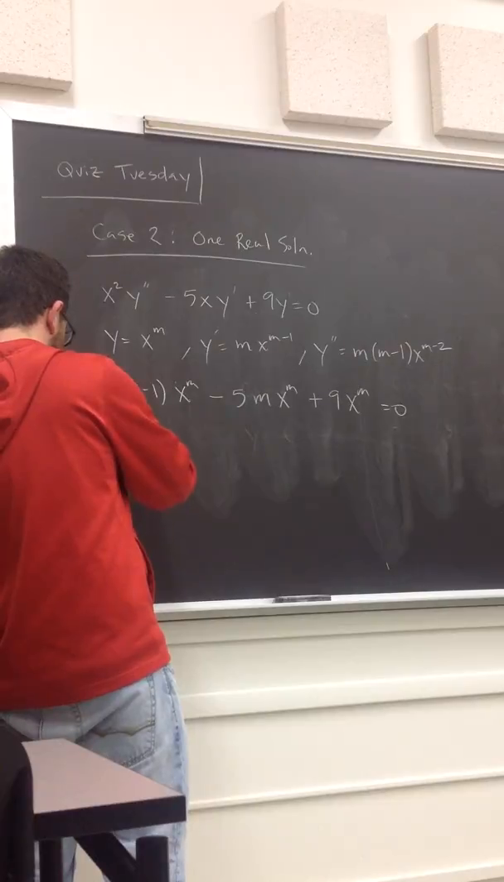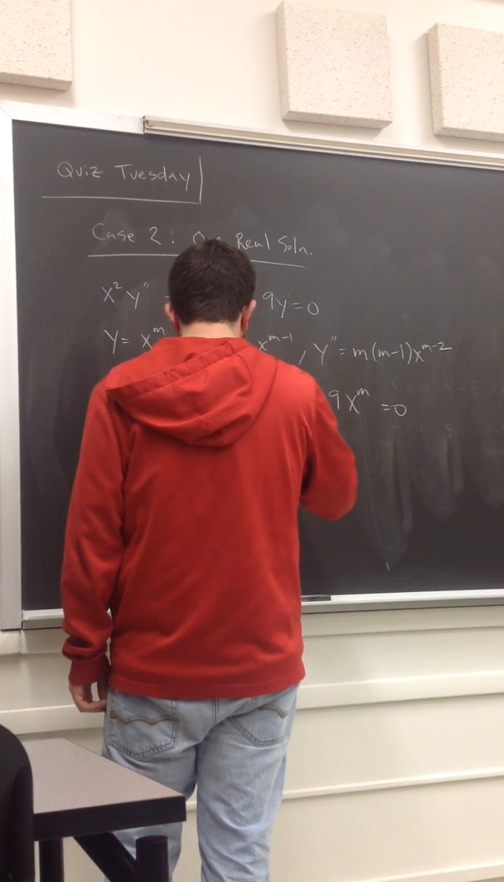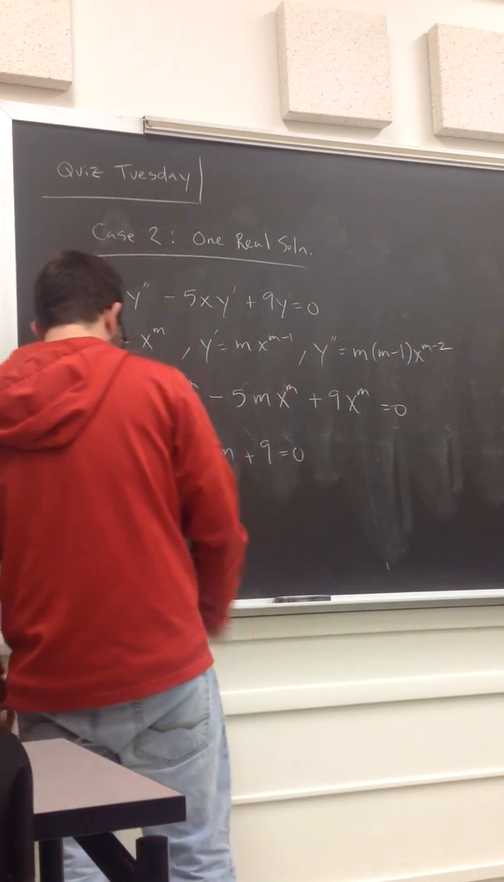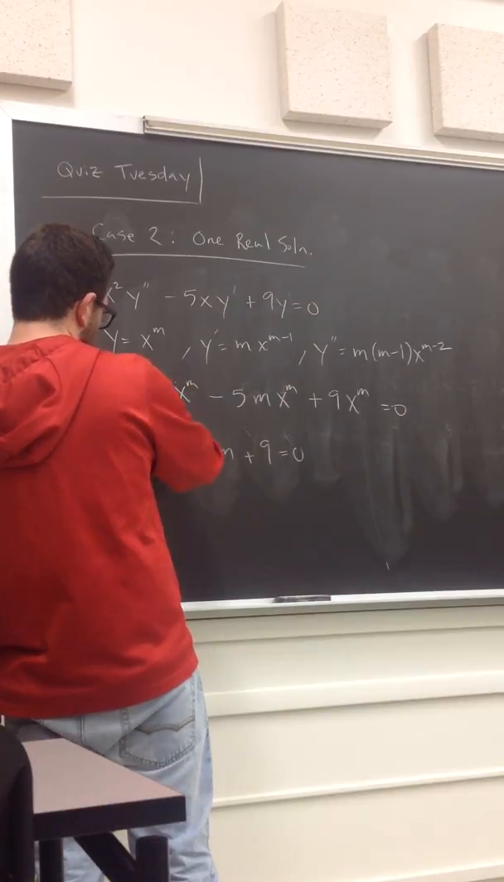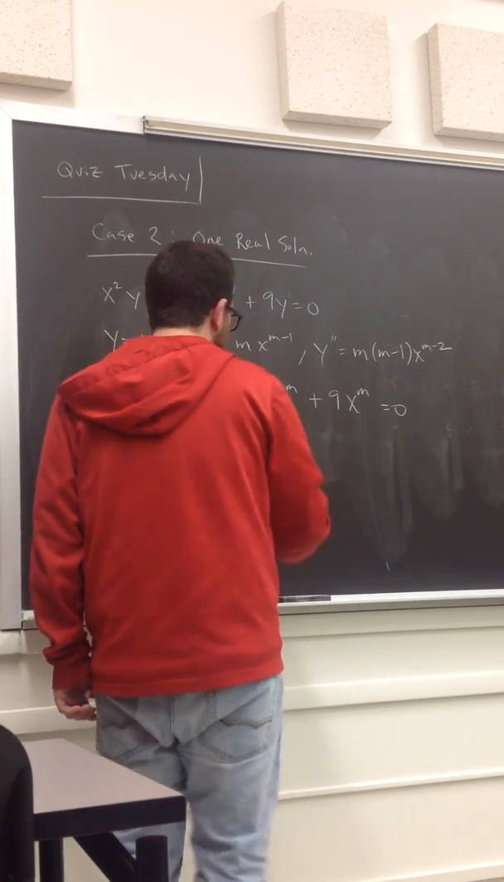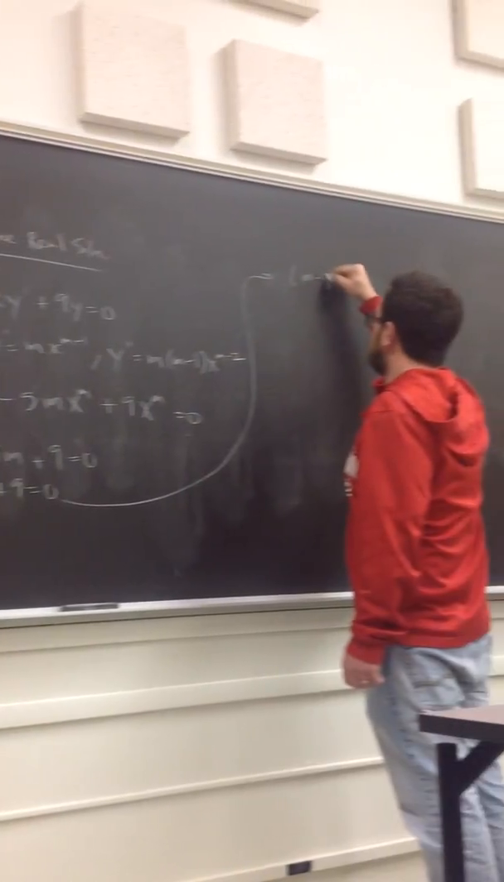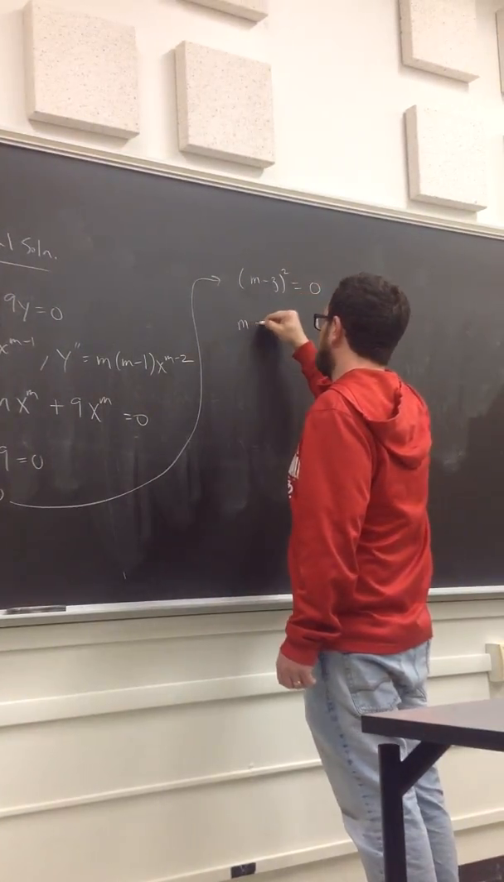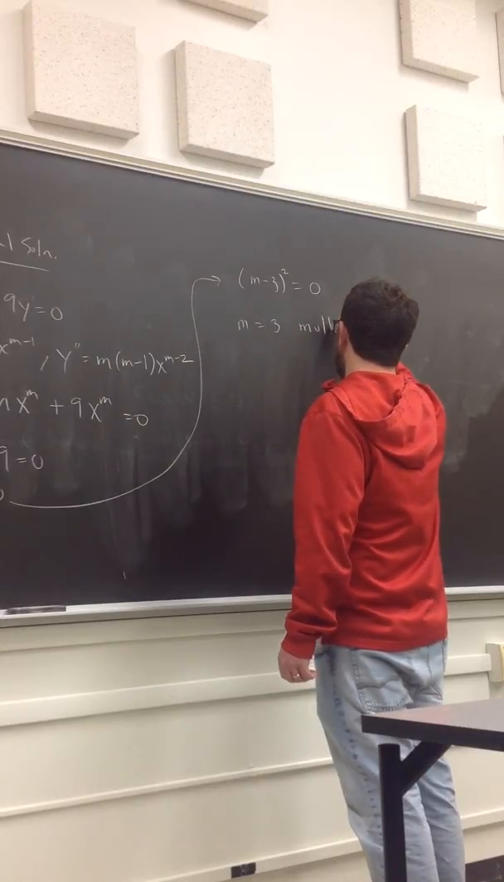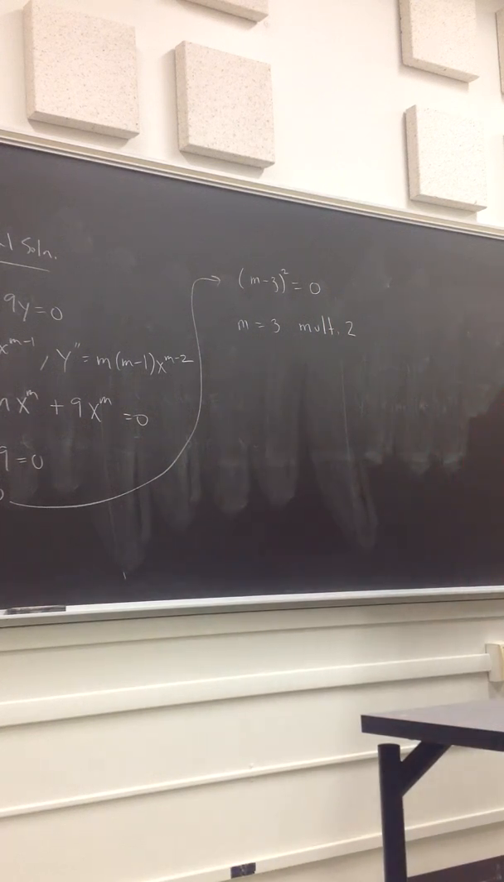That gives us the auxiliary equation n minus 1 minus 5n plus 9, which is n squared minus n minus 5n makes minus 6n. Okay, so this factors as n minus 3 quantity squared, so n equals 3 multiplicity 2. So this gives us one solution, y equals x to the third power, right?